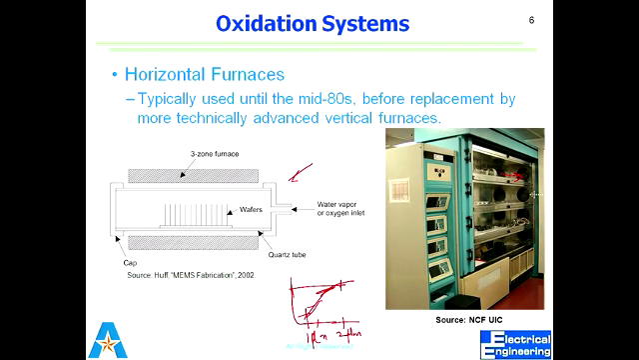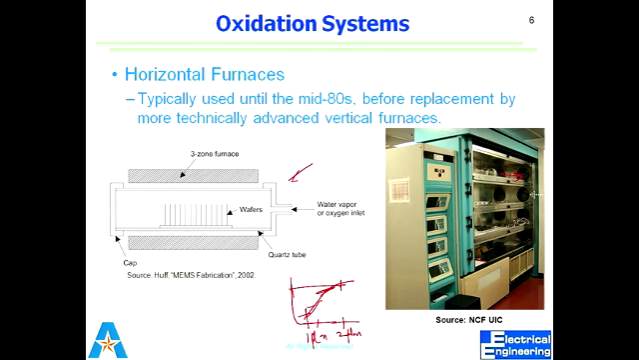So in the oxidation system, you should know about the furnace. What is the furnace? That is a quartz tube that can be heated to a very high temperature, more than 1000 degrees centigrade. So that quartz tube is named a furnace. Okay, so as you can see, this is a quartz tube.